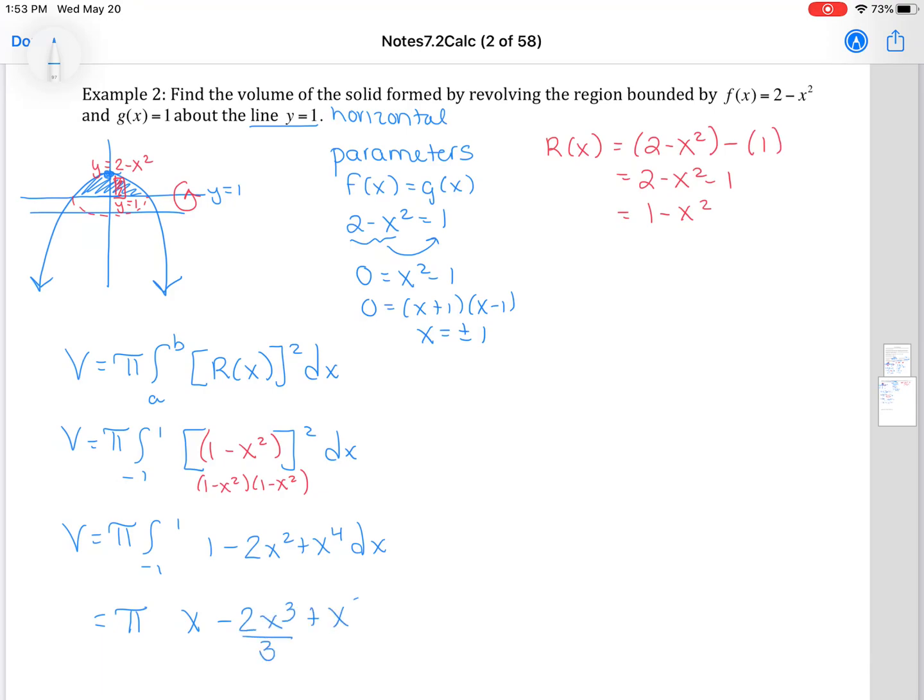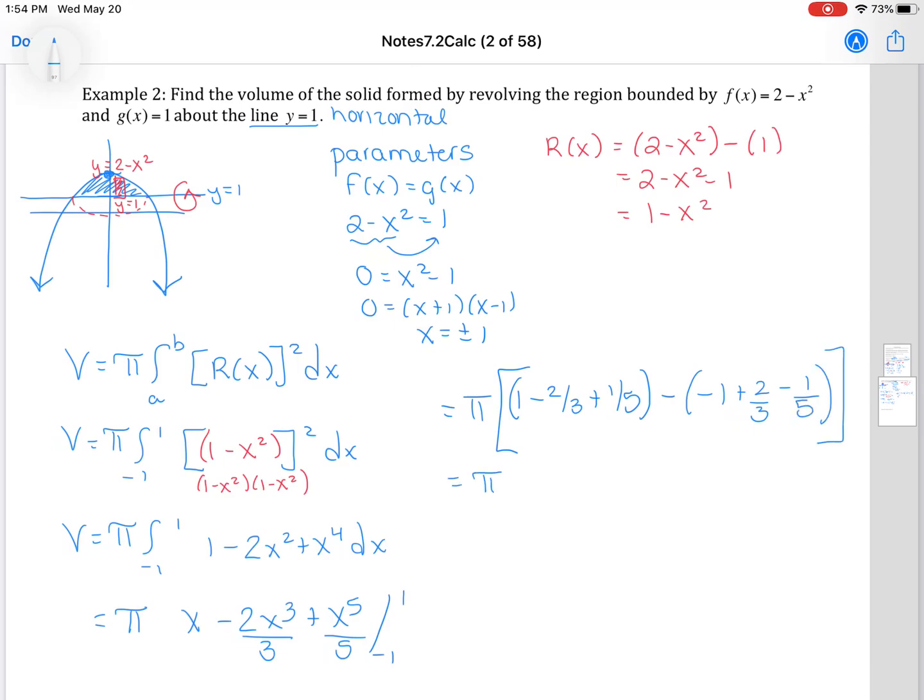Then we have to integrate. So we get x minus 2x to the 3rd over 3 plus x to the 5th over 5. And we're evaluating from -1 to 1. So we have pi. 1 is going to go in, so we get 1 minus 2/3 plus 1/5. Then -1 goes in. We get -1. -1 to the 3rd is -1 times a -2, which is a positive 2/3. -1 to the 5th is -1/5. Most people look at this and think, oh, it's going to cancel. It usually doesn't, so just realize that.